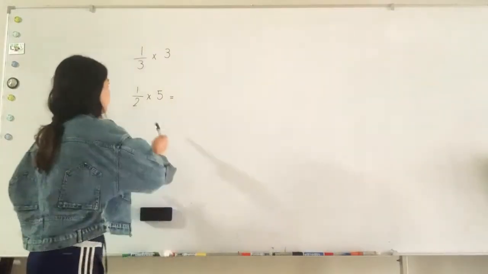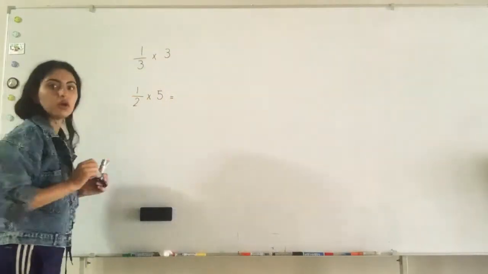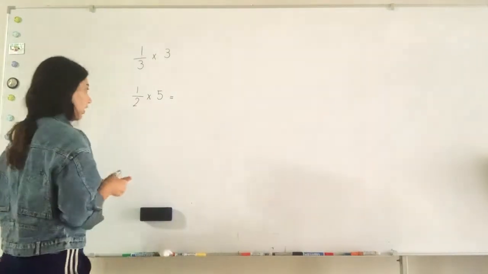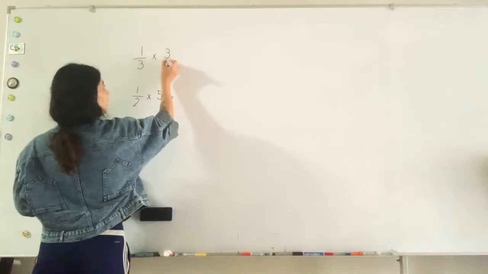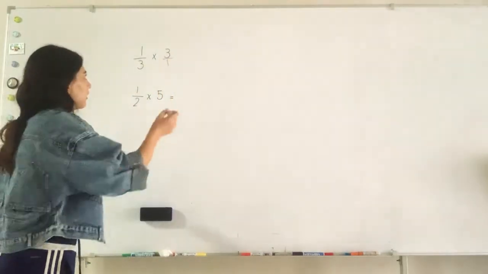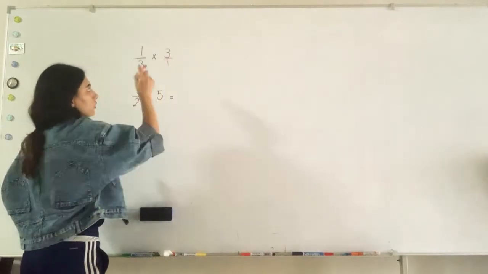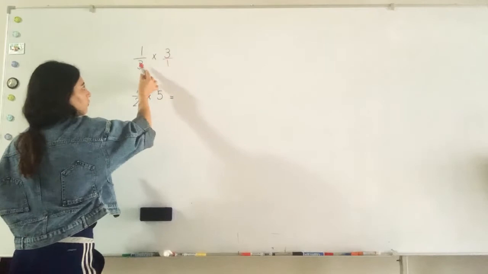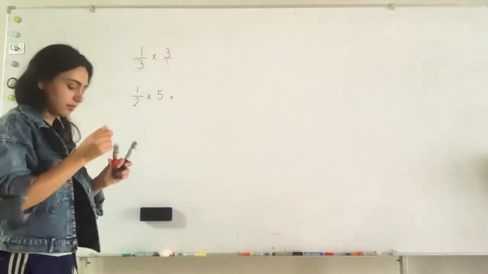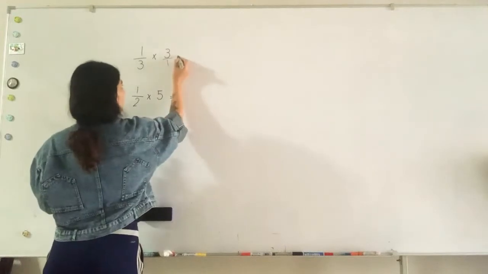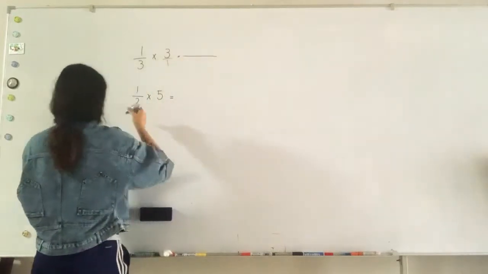So for example, we have a fraction times a whole number. The first thing I need to do is to give an imaginary denominator. Basically a whole number always has a denominator of 1. I'm just going to write it so it makes it easy for me to see. Okay, then I can solve the multiplication.